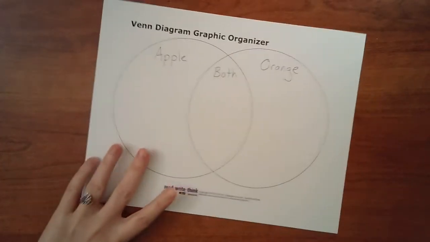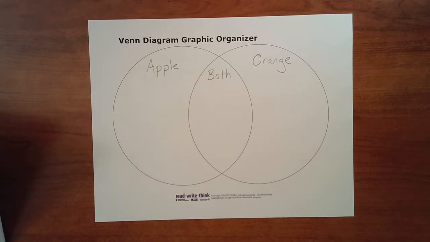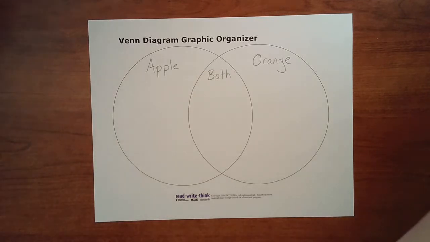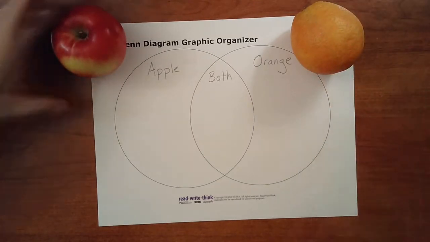One way that we do that is we can use something called a Venn diagram. You might have seen this before. A Venn diagram is a tool we can use to compare and contrast. So let's do something that we're all pretty familiar with, an apple and an orange.